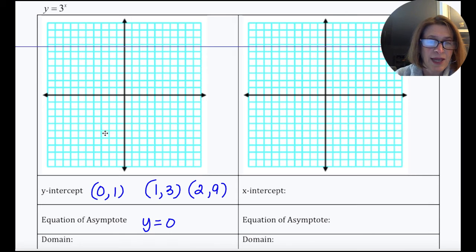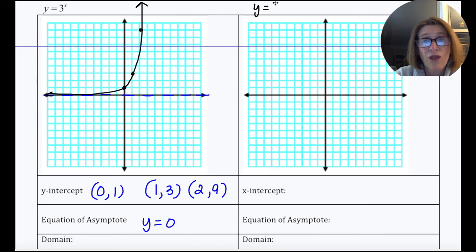All right, so let's think about that. We have this equation of the asymptote here. And we've got the points (0, 1), (1, 3), (2, 9). So we have a nice exponential graph, which is what we were working on this week. Okay, so now if we think about the log graph, that would be, let's be careful here, y equals log base 3 of x.